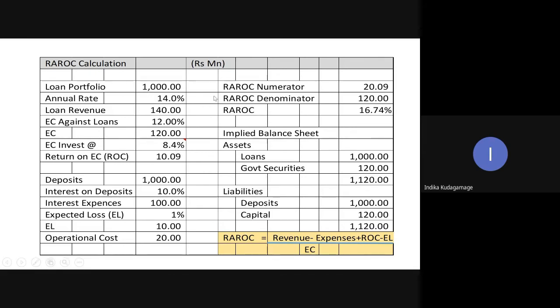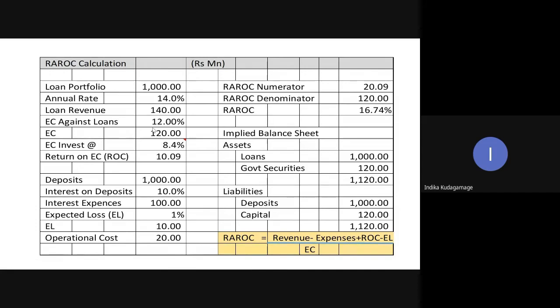You have a loan of 1,000 rupees. Annual rate is 14. You lend this loan at 14, right? Then annually you'll earn 140 rupees, 1,000 into this. Then we assume our minimum capital adequacy ratio is 12%. Out of 1,000, 12% need to be our own capital. This is 120. This is our own funds.